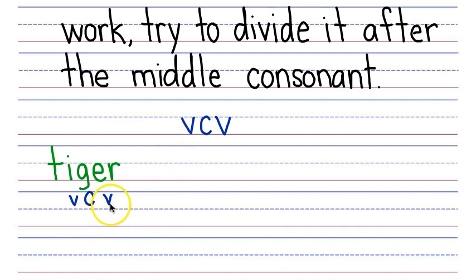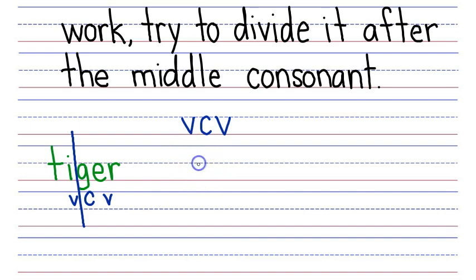When you see this pattern, first try to put a syllable division after the first vowel letter. That'll be right here. The I is the first vowel, so we put our syllable division after the I. And we end up with one open syllable where the I makes a long I sound, tie, and one R-controlled syllable where the ER is our vowel sound, ger, tiger.